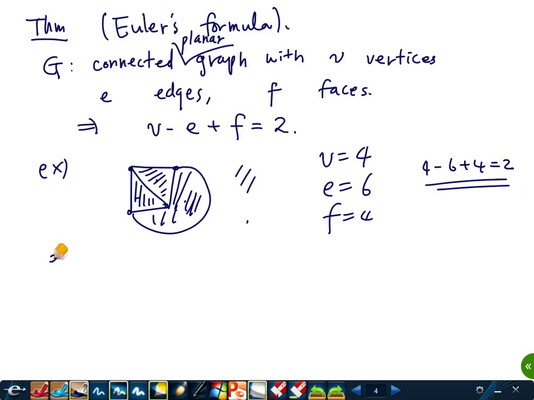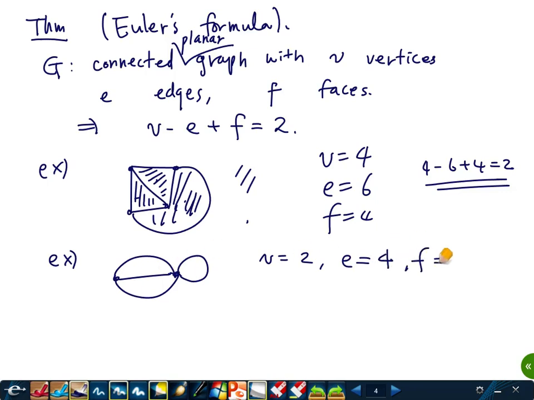Another example, it's true even if this is not simple. G could be a non-simple graph. For instance, this. We have multiple edges and a loop. So what is the number of vertices here? We have just 2, and edges 1, 2, 3, and 4.